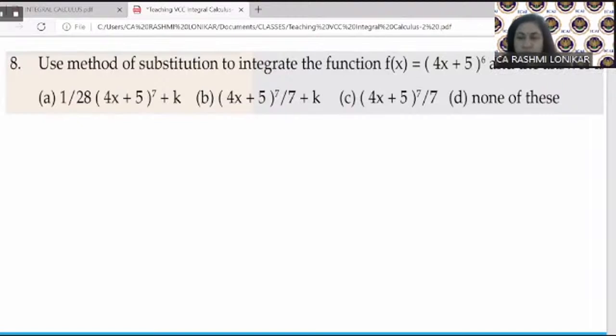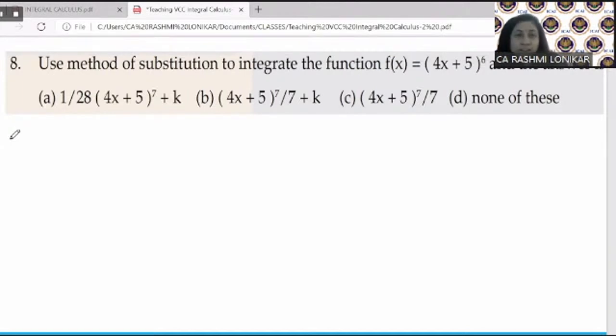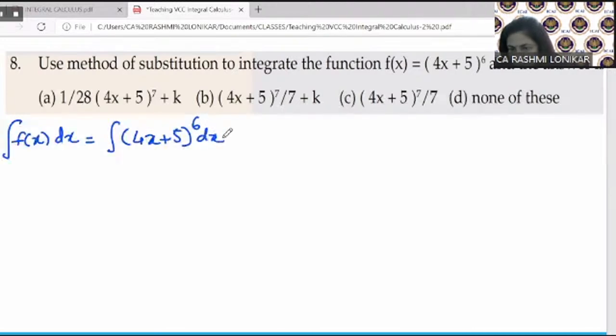Use method of substitution to integrate the function fx is equal to 4x plus 5 raised to 6. See, so good that the institute has already given you the hint on which method you are supposed to apply. So you don't have to worry there. Only you have to do the sum properly. So I have integration of fx dx is equal to integration of 4x plus 5 raised to 6 dx.